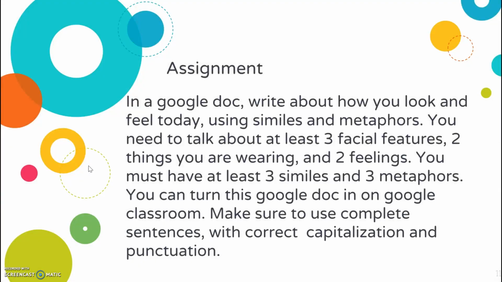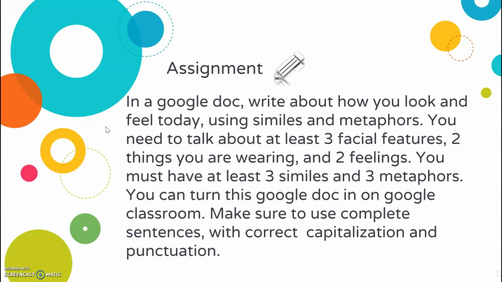Your assignment for today is, in a Google Doc, write about how you look and feel today using similes and metaphors. You need to talk about at least 3 facial features. That could be your eyes, your smile, your nose, your cheeks, whatever. Then 2 things you're wearing, so shirts, pants, shoes, whatever. Maybe if you have a really big necklace or bracelet or jewelry on, something like that. And then 2 feelings. So you must have at least 3 similes and 3 metaphors.